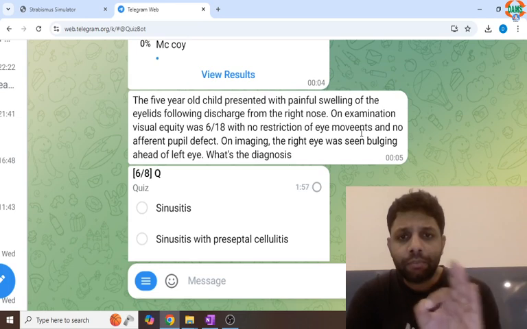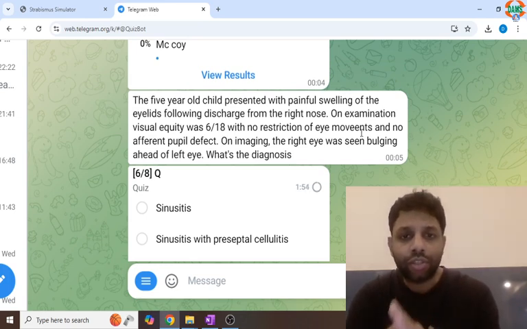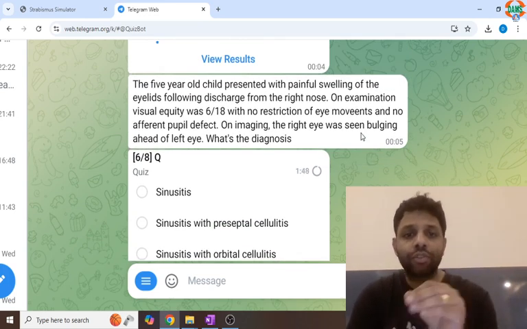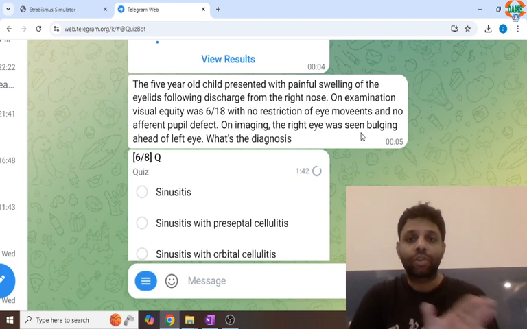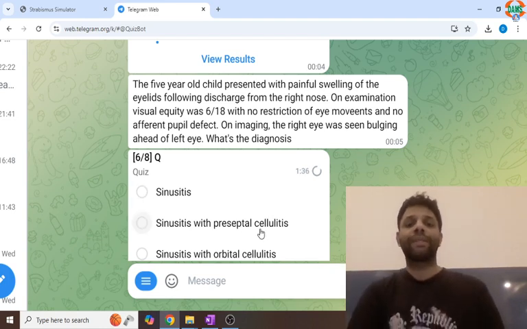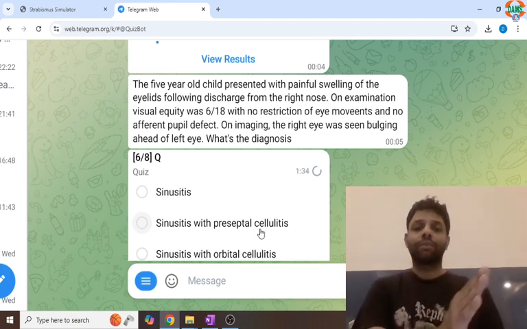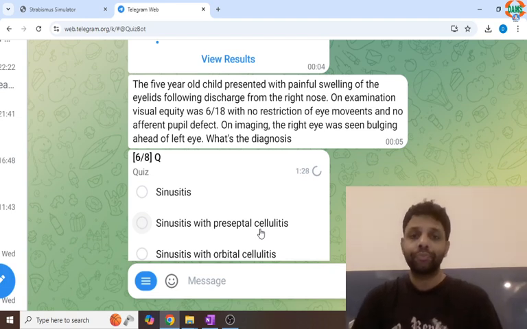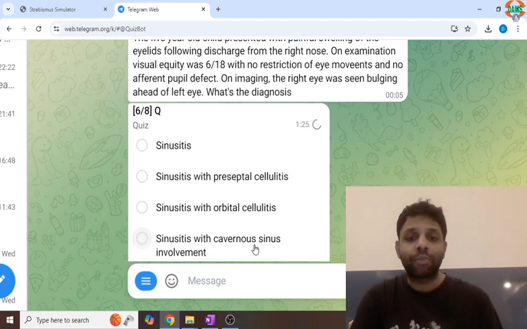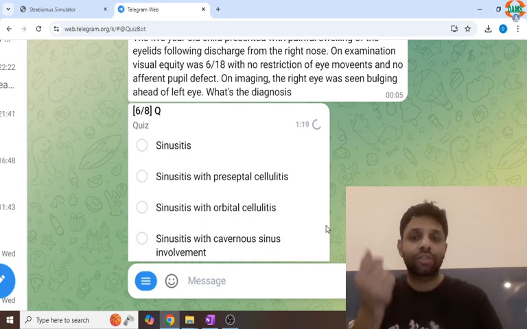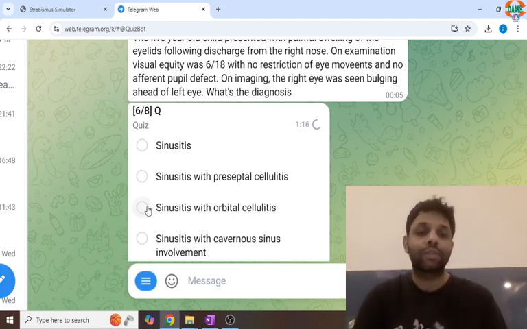A 5-year-old child presents with painful swelling of the eyelid following discharge from the right nose, meaning there is sinusitis. All options have sinusitis. On examination, visual acuity was 6/18, no restriction of eye movements, and no afferent pupillary defect, meaning the optic nerve is not involved. On imaging, the right eye was seen to be bulging. So proptosis rules out preseptal, because in preseptal cellulitis, before the orbital septum, there cannot be proptosis, decreased vision or ophthalmoplegia. And cavernous sinus thrombosis is not the answer, because for that they should tell you some extra features like loss of cheek sensation or other eye involvement. So the answer here is sinusitis with orbital cellulitis.